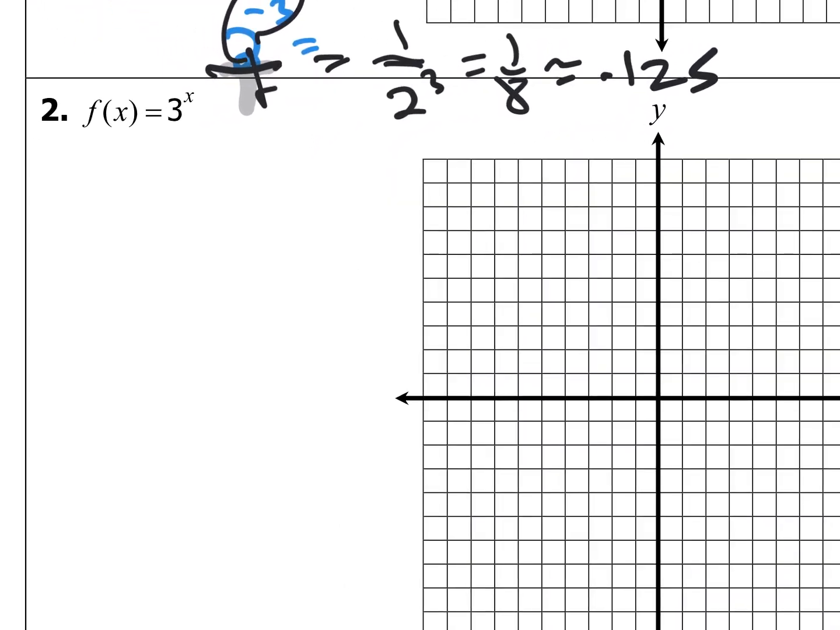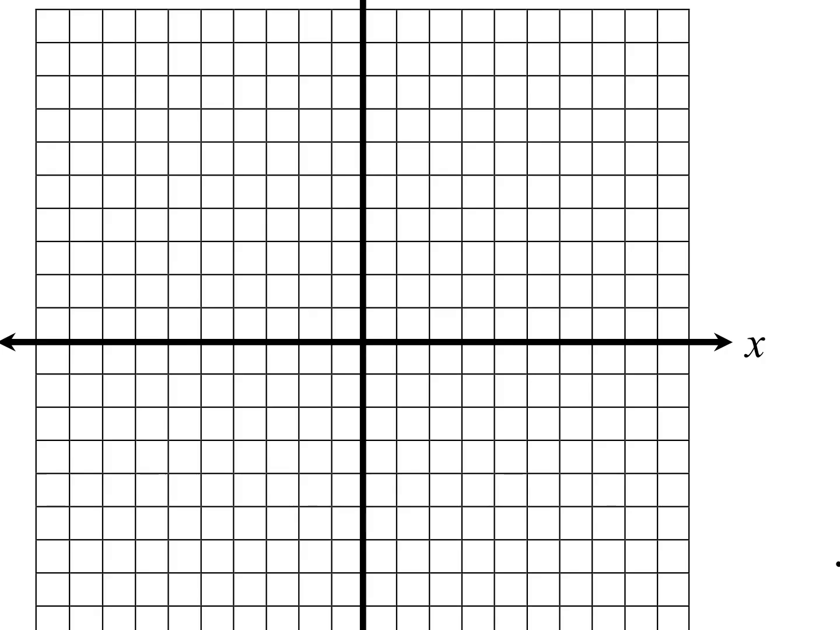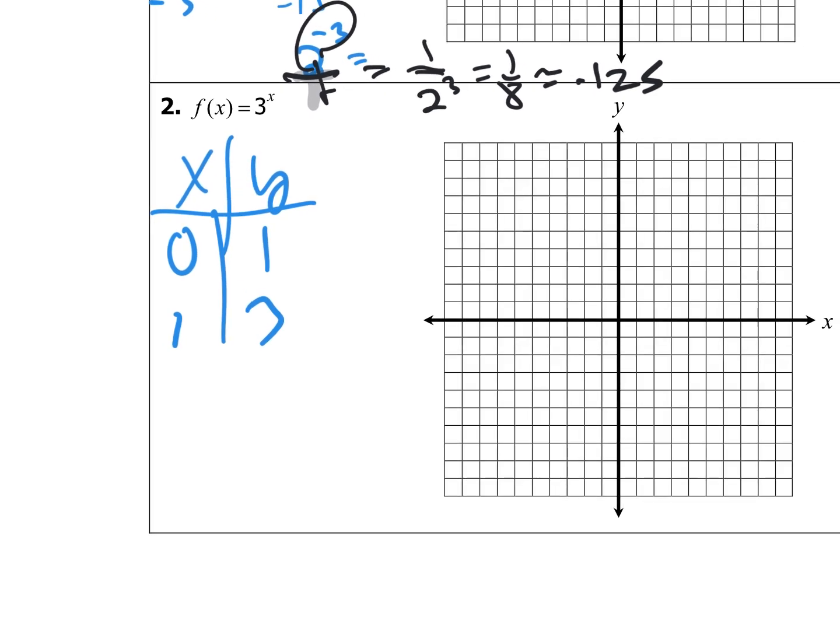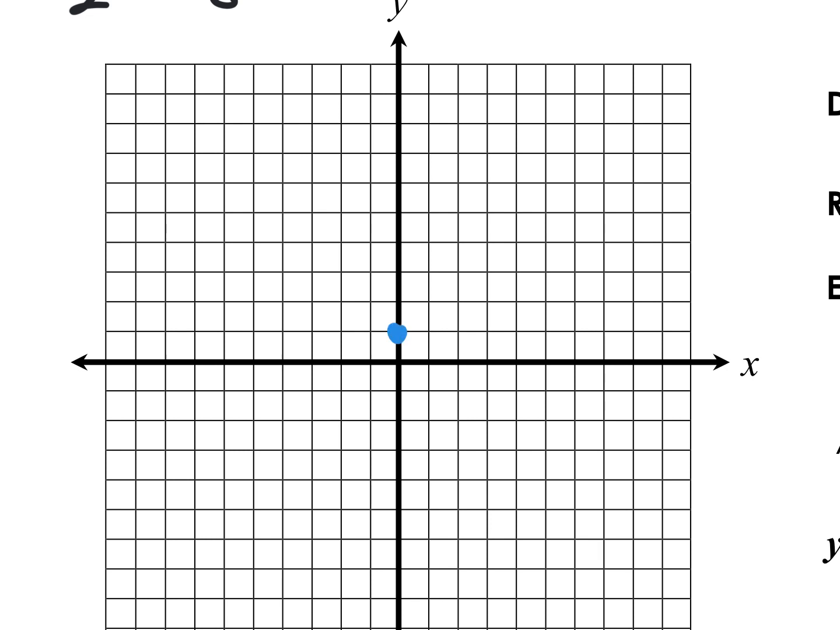Now, do you notice number 2 looks very similar to number 1? Instead of a 2, it's a 3. Do you think it's going to look any different? Go ahead, erase the first equation and graph the second one on your calculator. Change it to 3 to the x. I've got (0, 1) and (1, 3). (0, 1) is here. (1, 3) is here.